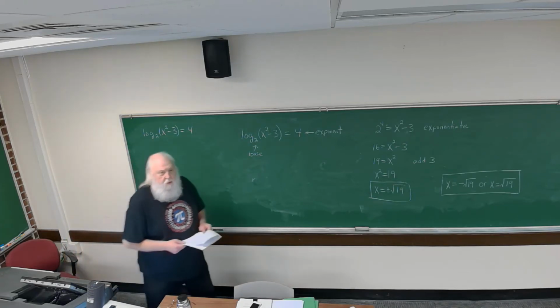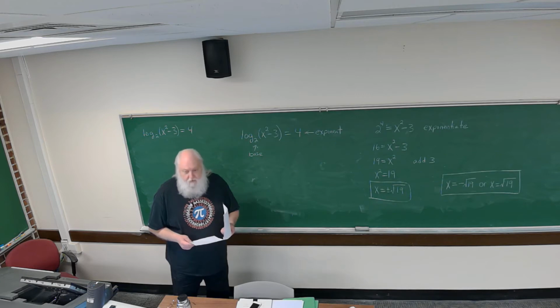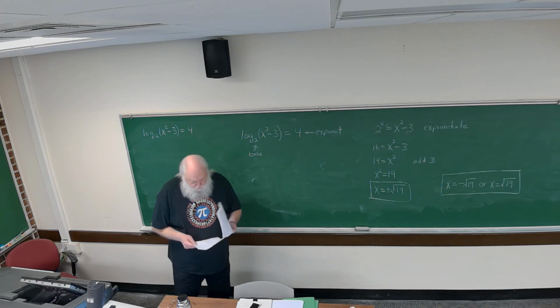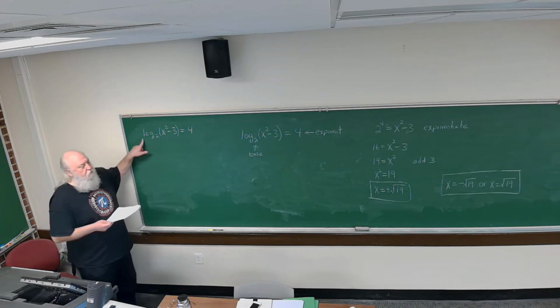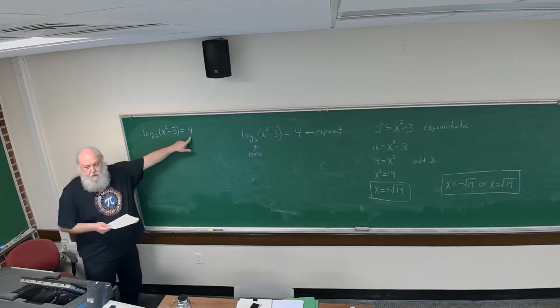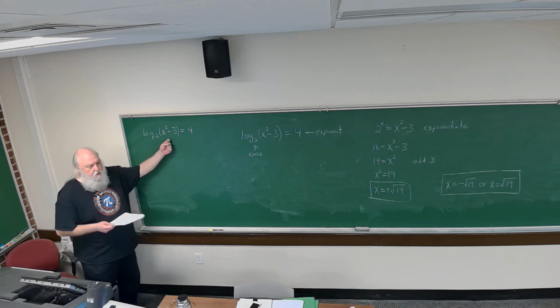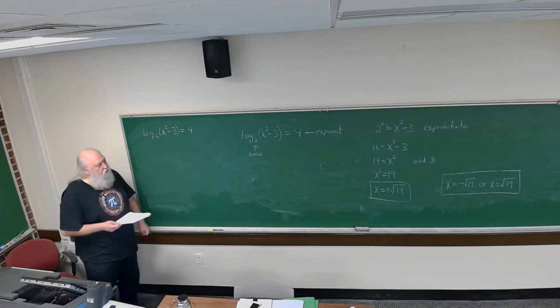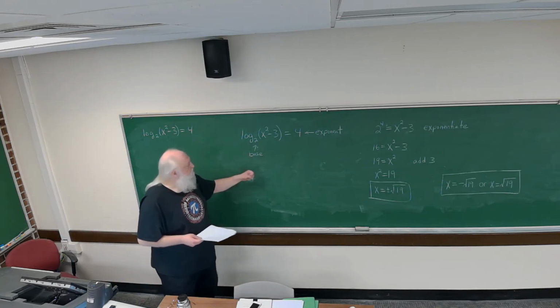In this video, we solve the logarithmic and exponential equations on page 3 of your section 5.3 lecture notes. And so we're going to begin with example 1G. In this example, we have to solve the logarithmic equation log base 2 of (x squared minus 3) equals 4. So we have to find the numbers we can put in for x so that the left-hand side is equal to 4.